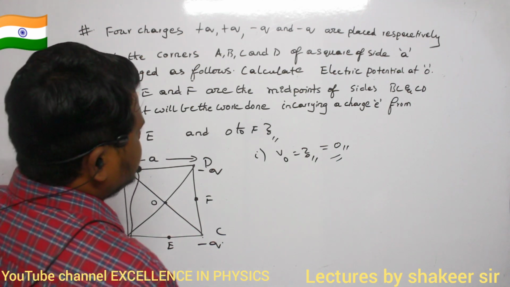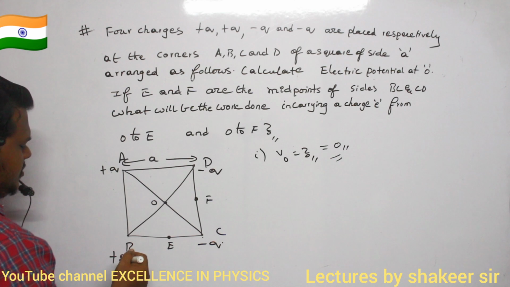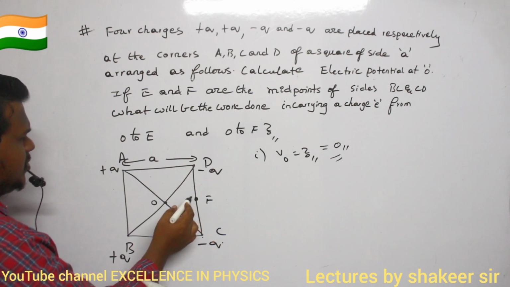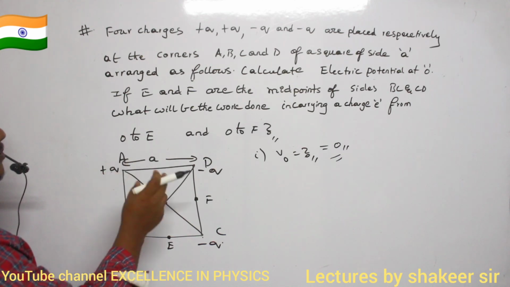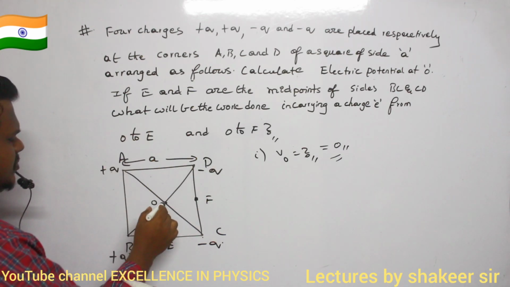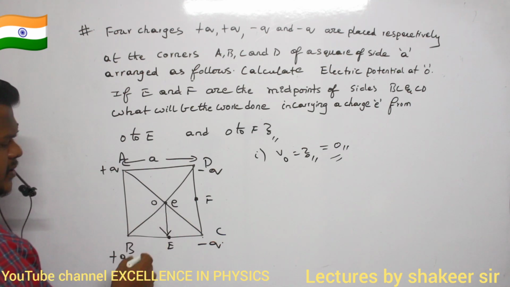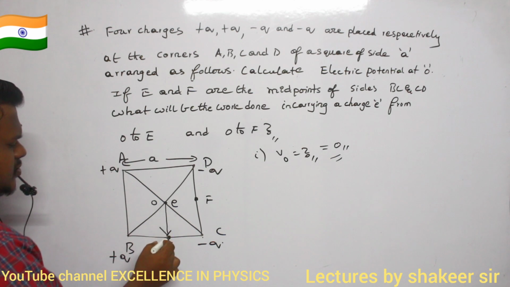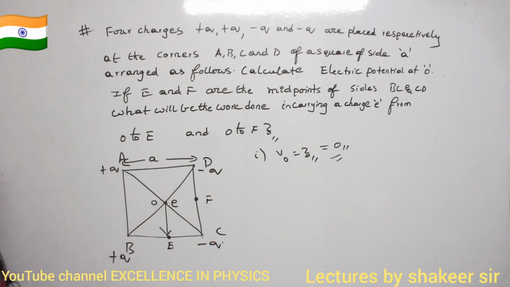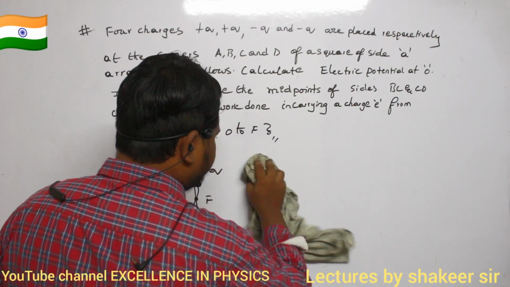So next what he is asking, so if E and F are the midpoints of sides BC and CD, this is BC and this is CD, so these are the midpoints, point E and point F. Clear? Then what will be the work done in carrying a charge of e from O to E, from here to here, if I want to carry a charge of e? Clear? e charge I want to carry from O to E. Then how much work I have to do? Then we will calculate from O to F. First of all, try to say the answer of this one.